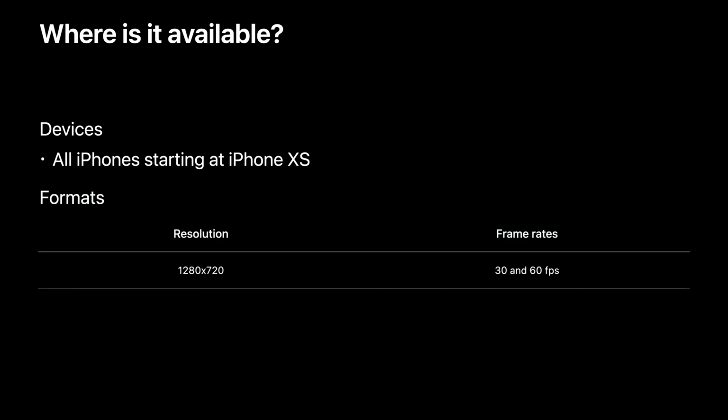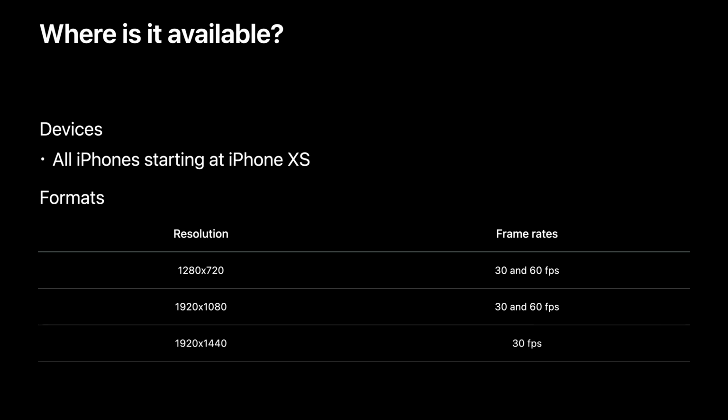1280 by 720 with support for both 30 and 60 frames per second. 1920 by 1080 also for both 30 and 60 fps. 1920 by 1440 with 30 fps. And we even added support for 4K with 30 fps. So, how can you make sure you're using the right formats in your code?